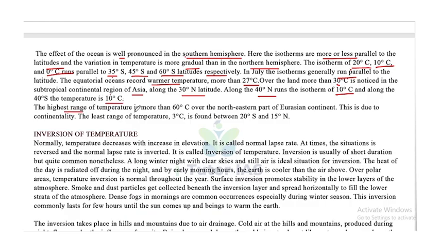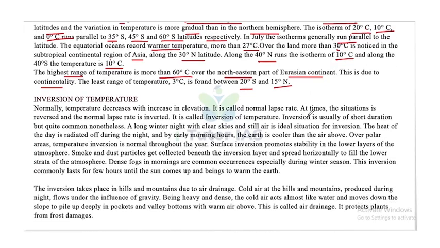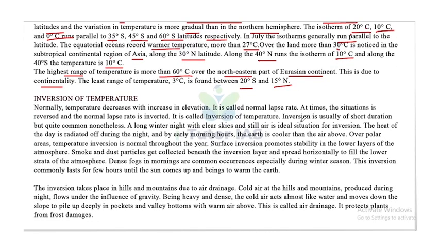The highest range of temperature is more than 60 degrees Celsius over the northeastern part of the Eurasian continent. This is due to continentality. The least range of temperature, that is 3 degrees Celsius, is found between 20 degrees south and 15 degrees north latitudes. Now, inversion of temperature.